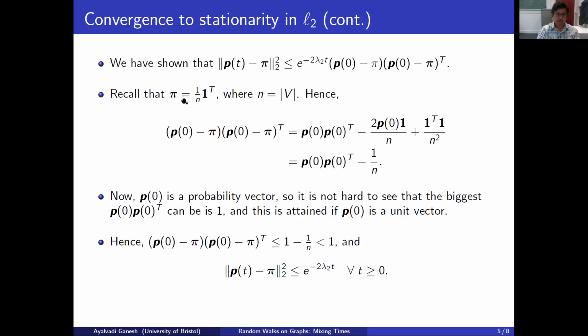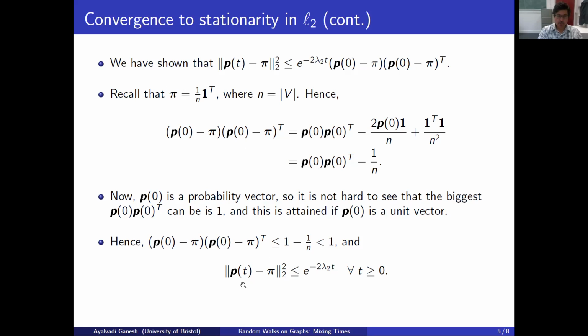But if we use the fact that pi is exactly this, we can get a better bound of 1 rather than 2 on this inner product. So either of those bounds is good enough. So we get this bound on the Euclidean distance.